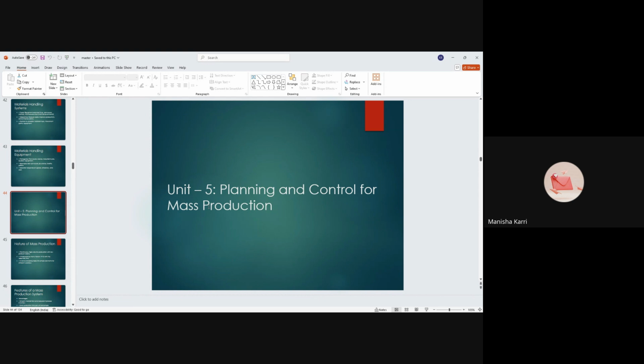And simple tools used include Gantt charts, which are visual timelines showing when tasks need to be done, and inventory management systems, keeping track of how many raw materials and finished products are available. And also real-time monitoring, using some software to track production in real time and spot problems earlier. This is nothing but planning and controlling.